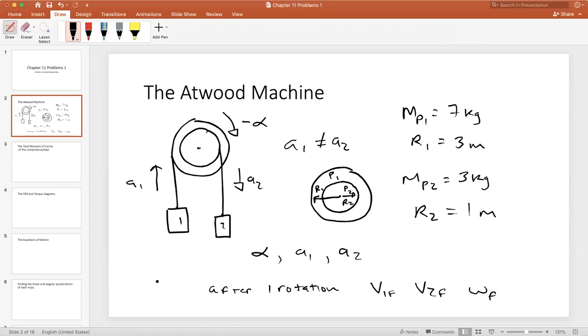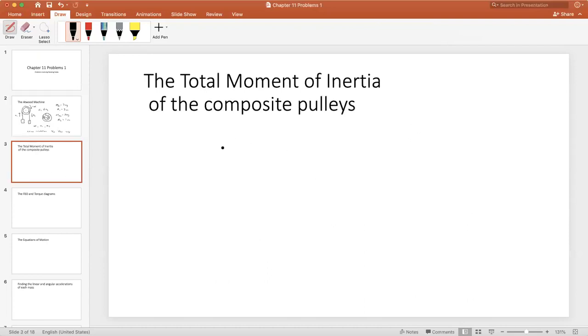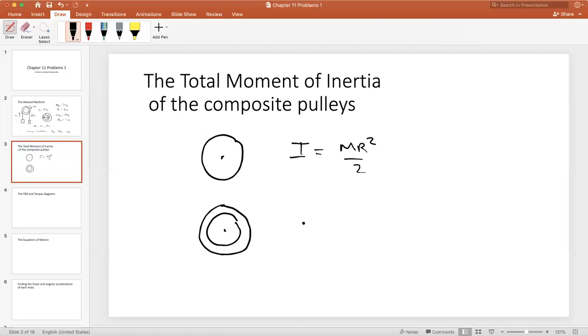All right, so how we start this problem is we have two pulleys that are welded together to form one single object. The moment of inertia of a single pulley is mr squared over 2. It's just the moment of inertia of a disc. But when we have two of them welded together so that they turn as a single object, the total moment of inertia is m of pulley 1 times r1 squared over 2 plus m of pulley 2 times r2 squared over 2, or simply the composite, or sum, of the two moments of inertia together.